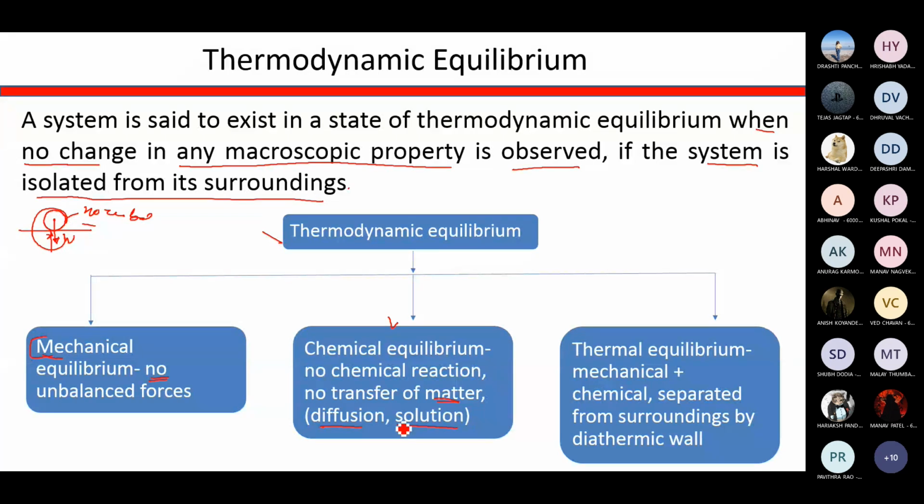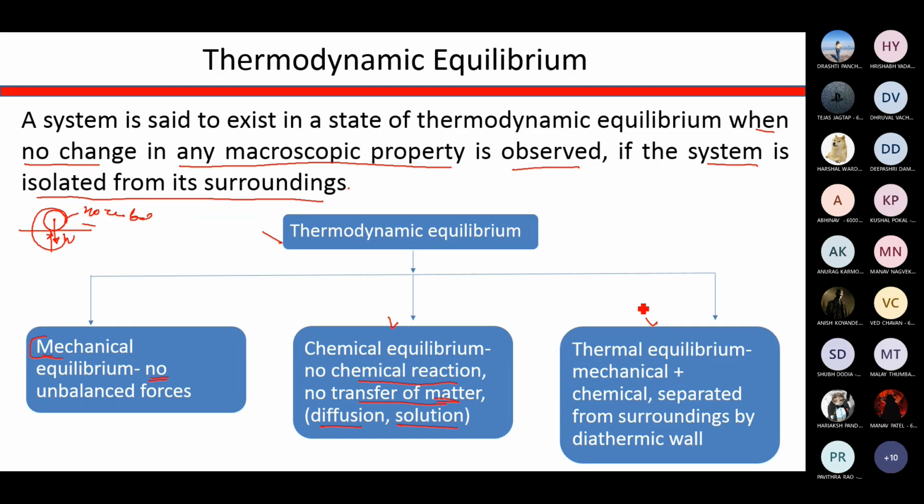So the minimum requirement for chemical equilibrium is that there should not be any chemical reaction, and there should not be any transfer of matter. Then the system will be in chemical equilibrium. And the last kind of equilibrium is thermal equilibrium.